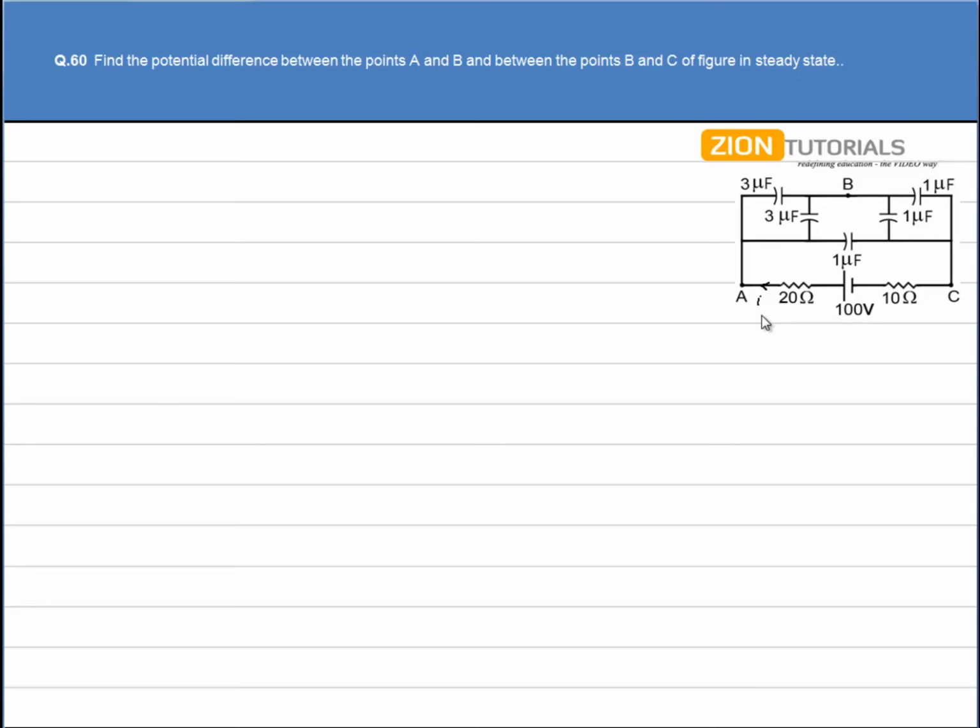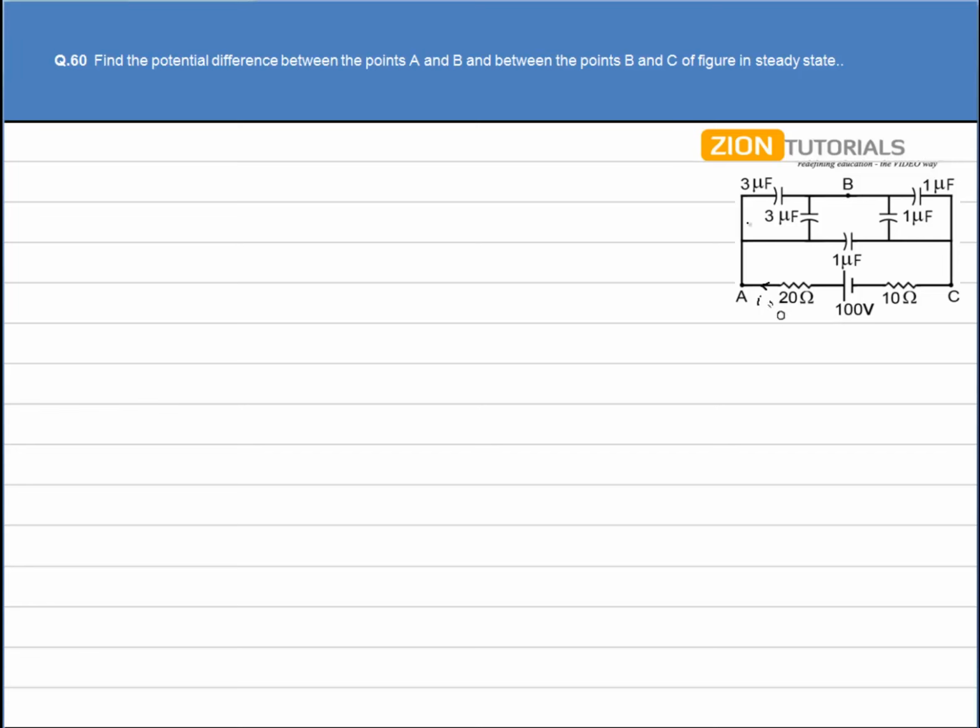Now even let's say that current I flows at steady state, then clearly in the circuit we don't have any path through which the current can flow completely and comes back to the battery. So I assume that the current flowing will be equal to 0.